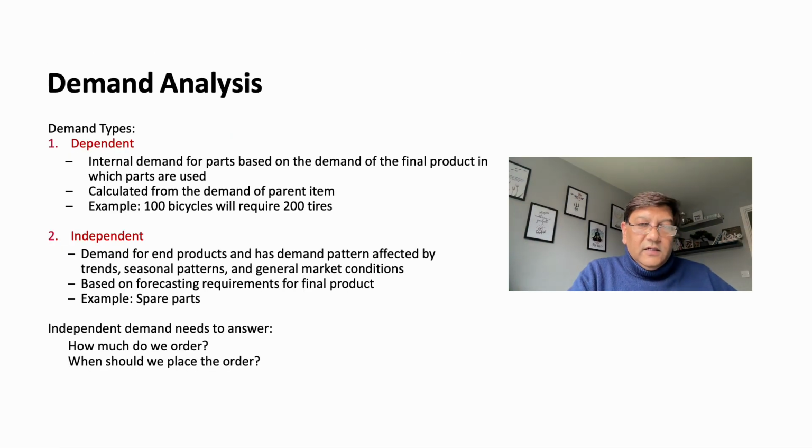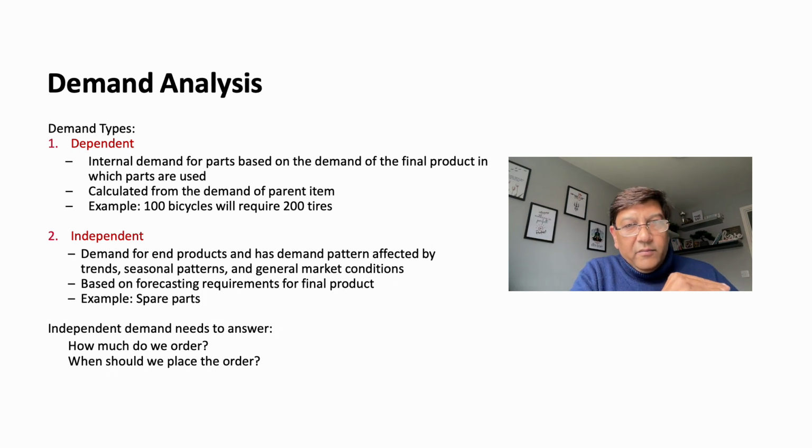Now, the other two types of demand are dependent demand and independent demand. I will try to explain that with an example. For example, a car manufacturer got an order to manufacture 10 cars. Now each car will require 4 tires. So they will require 40 tires to manufacture 10 cars.